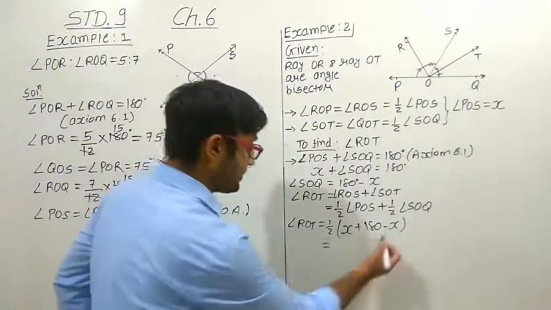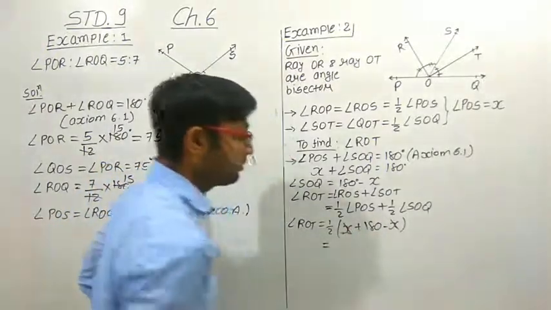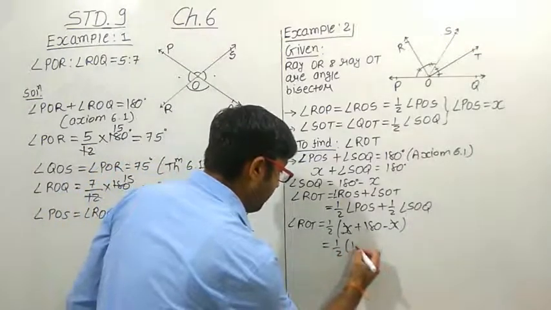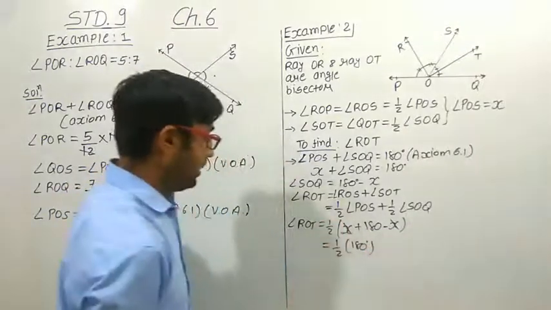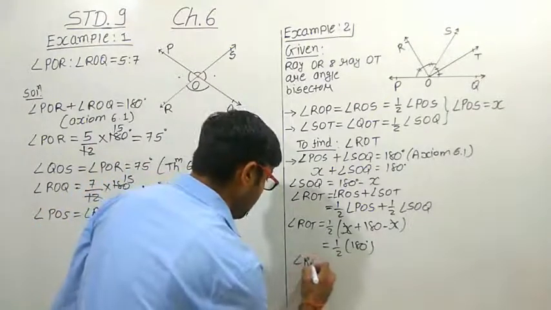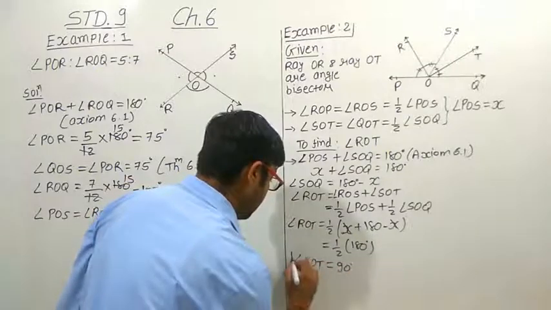So what will happen here? X and X will cancel each other out. What remains is 1/2 of 180 degrees, and 1/2 of 180 degrees means 90 degrees. So the angle ROT we get here is 90 degrees.